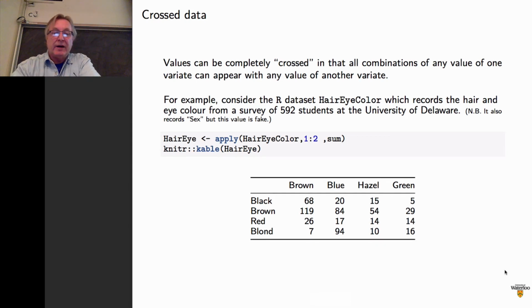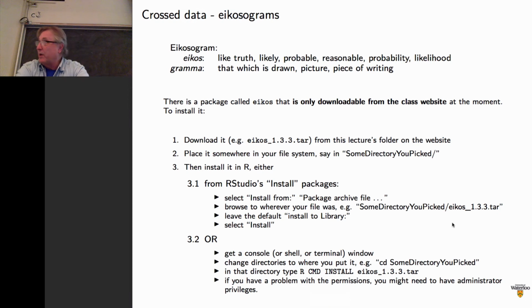So we could talk about table layouts of this thing, but we're thinking about other visualizations. And what I'm going to introduce to you is something called an eikosogram. This eikosogram is meant to be a drawing of probability, a drawing of proportions. And so, instructions here: this will be placed on the class website, and you can just download it, place it somewhere, and then install the package in R.